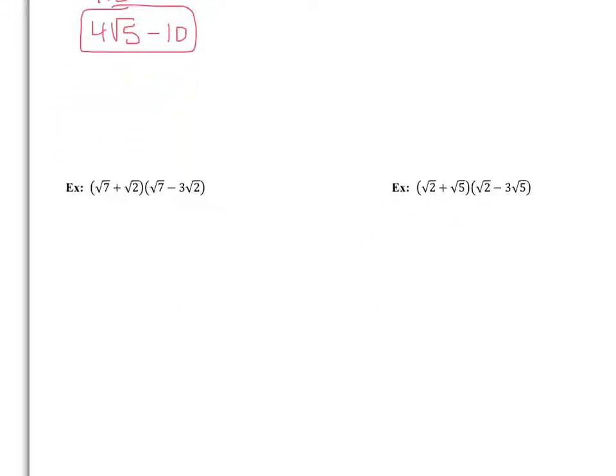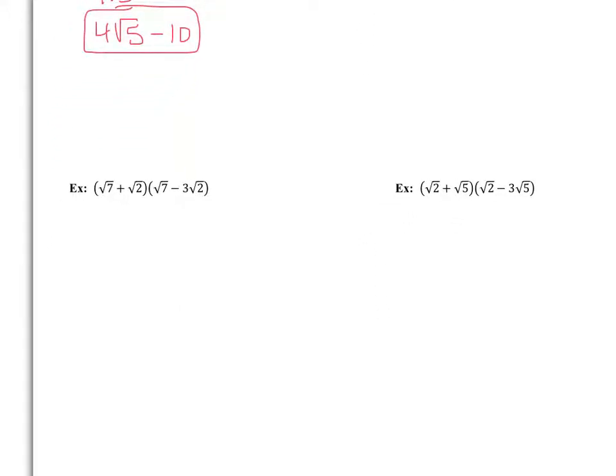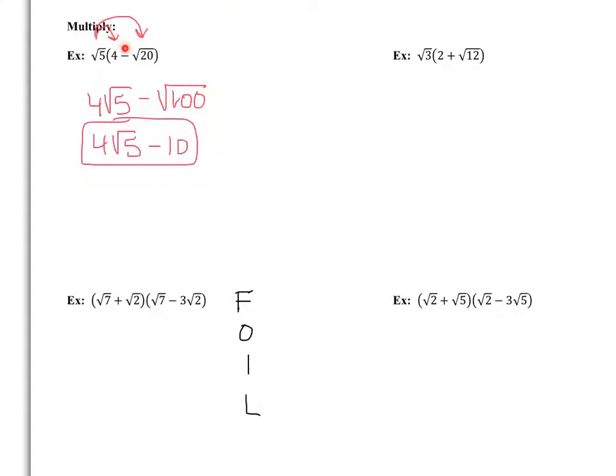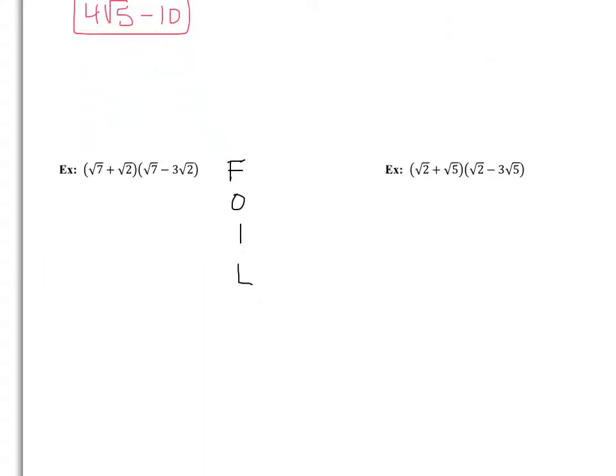On this example down here, because we have back-to-back parentheses, that implies multiplication. So we're actually going to use a process called FOIL to do this. So like up here when you distributed radical 5, you're just multiplying. Essentially down here, we're going to be distributing twice.